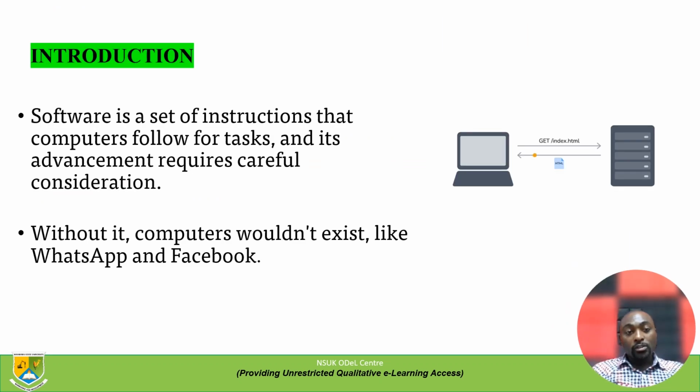So as a way of introduction, software, as we were able to establish, is a set of instructions that computers follow to carry out tasks, and its advancement requires careful consideration. So without such, computers would not exist, like WhatsApp and even Facebook.